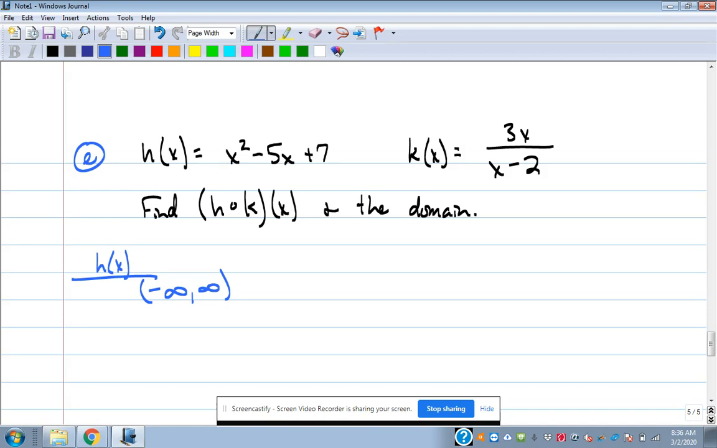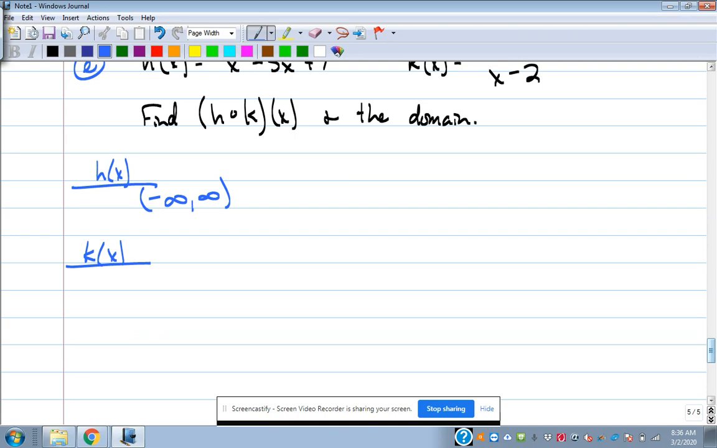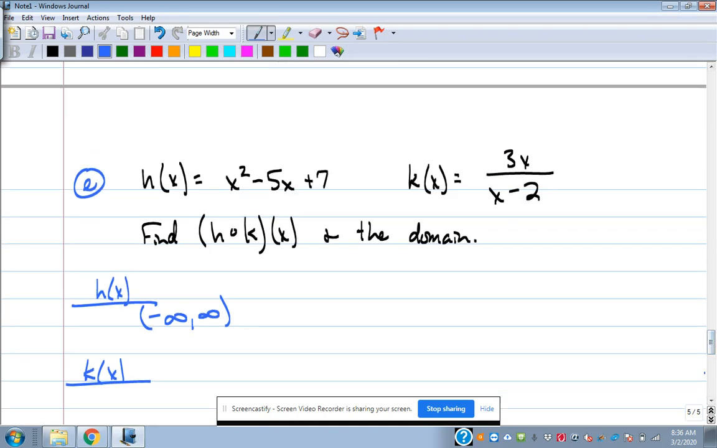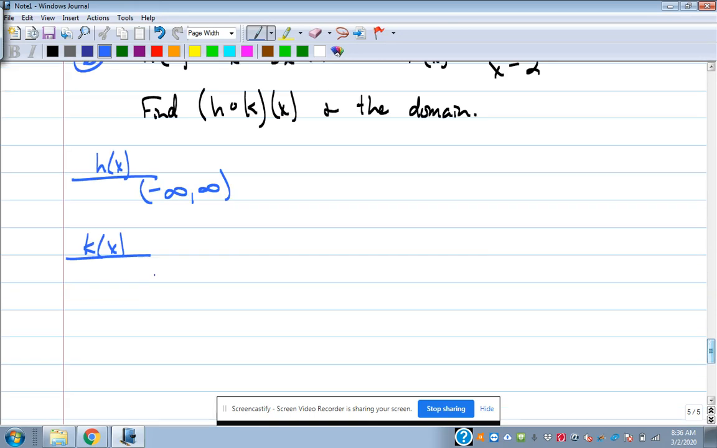Step 2, domain of k of x. How do we find that? Set the bottom equal to 0. Stuff we know, x minus 2 equals 0. x can't be positive 2. Quick and easy solve, but that's the restriction we have.